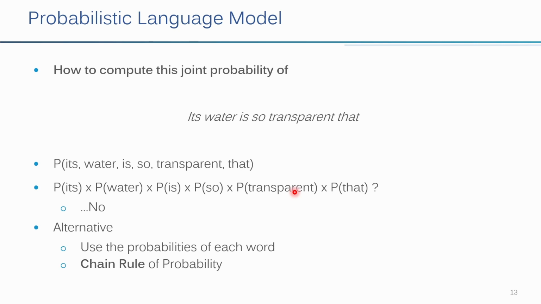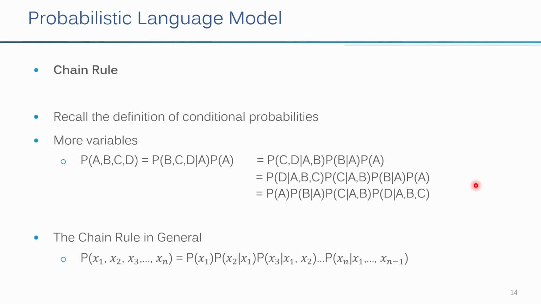So, how do we compute the probability of "its water is so transparent that"? As we saw before, we want to compute the entire probability for the sequence, so all the words there. We should simply multiply the probability of every single word. We already saw that's not how we do it. Instead, we use the chain rule of probability to look at the previous states, so we get a better representation of that sequence.